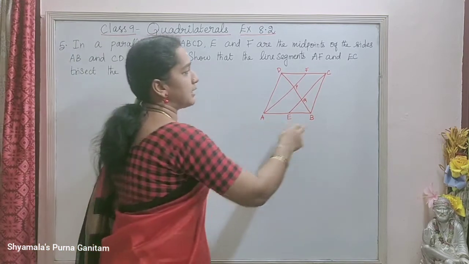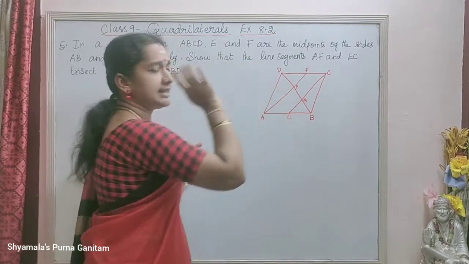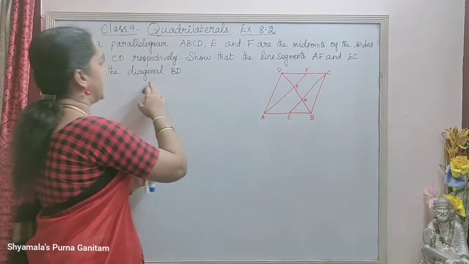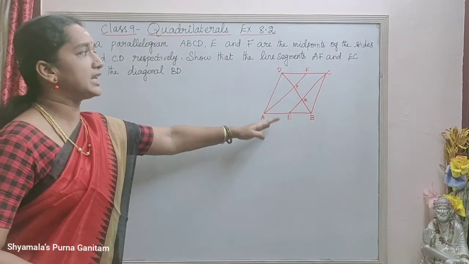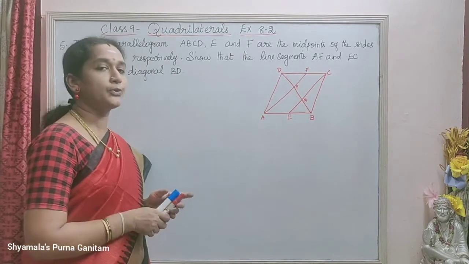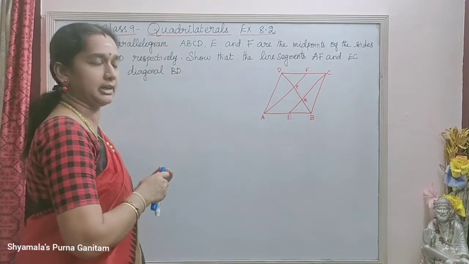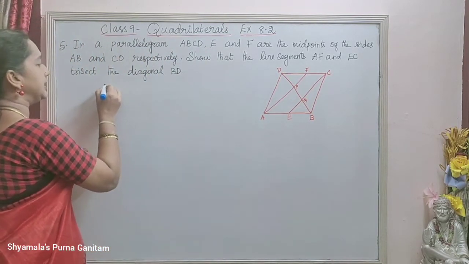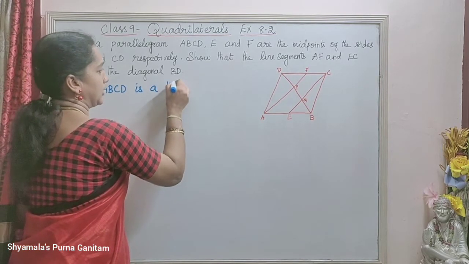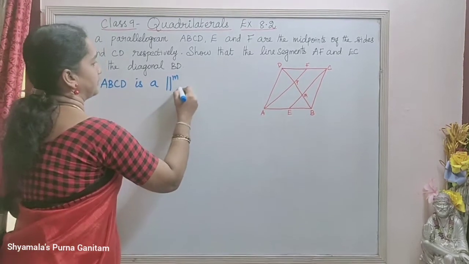So the given thing is ABCD is a parallelogram, E and F are the midpoints, and BD is the diagonal. We are asked to prove that the line segments AF and EC trisect the diagonal BD. For proving this, first it is given that ABCD is a parallelogram. So in this, opposite sides are parallel and equal.